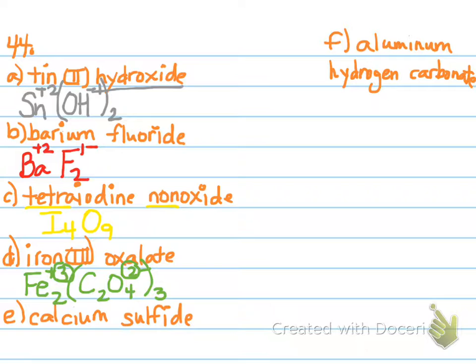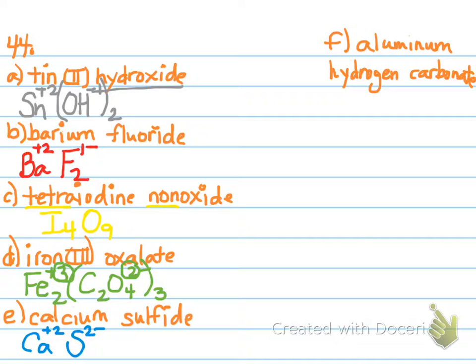Letter E, calcium sulfide. Question is whether this is ionic or molecular. Calcium's a metal, sulfide's a nonmetal, so this is an ionic compound. So again, I'm going to do symbols, charges, crisscross, lowest whole number ratio. Calcium is in group 2A, so it has a charge of +2. Sulfide is in group 6A. It has a charge of -2 because it's going to gain 2 electrons. I'd crisscross down 2's, but 2 to 2 would reduce to 1 to 1. So my formula is just CaS.